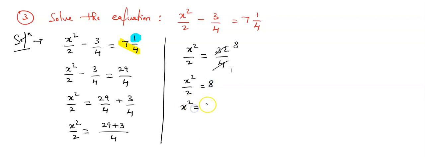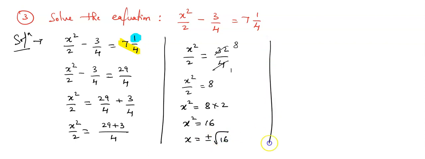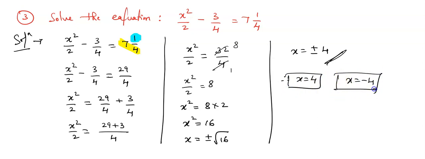Then x square is equal to 8, 2 cross multiply into 2. So x square equals 8 2s are 16. Then x equals, the square comes this side, plus or minus root of 16. Then x is equal to plus or minus root of 16, which is 4. So therefore the value of x is plus 4 or minus 4.